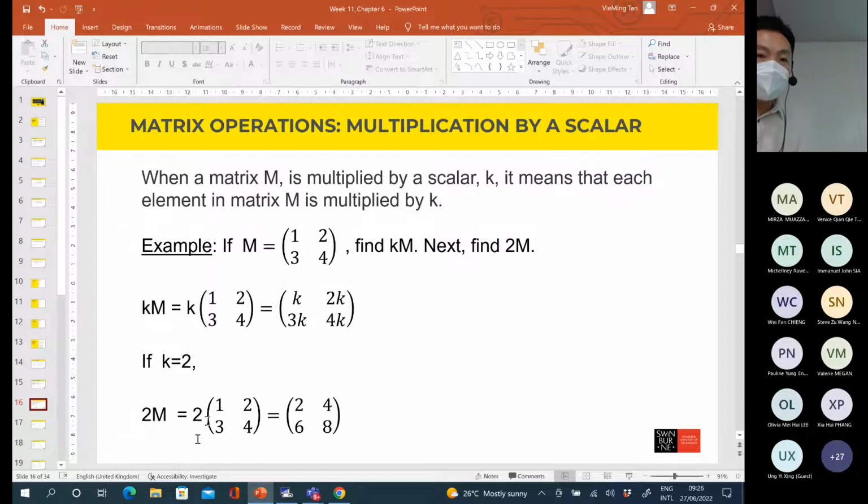So that means we need to use 2 multiplied with 1, followed by 2 multiplied by 2, 2 multiplied by 3, and 2 multiplied by 4. Okay, so I'll get 2, 4, 6, 8. Pretty easy, this. Okay, next.